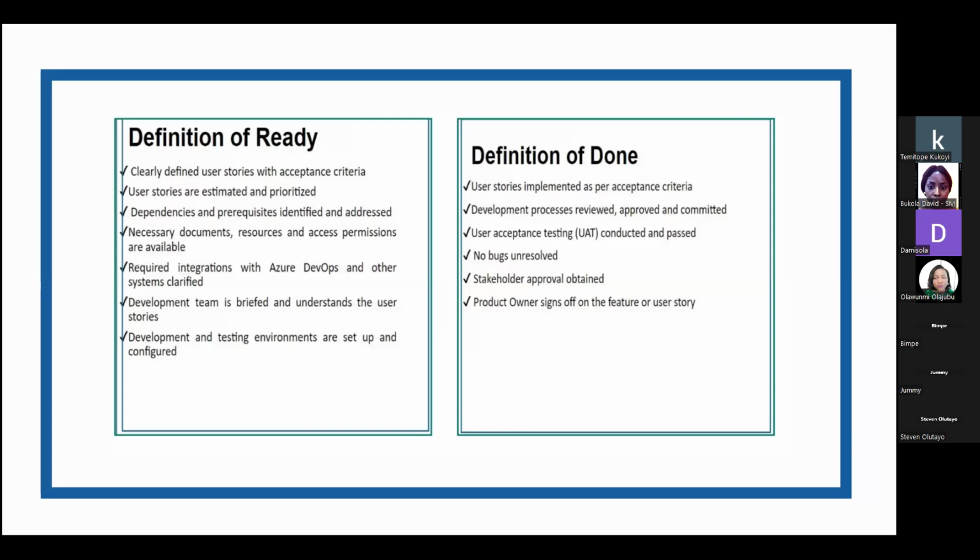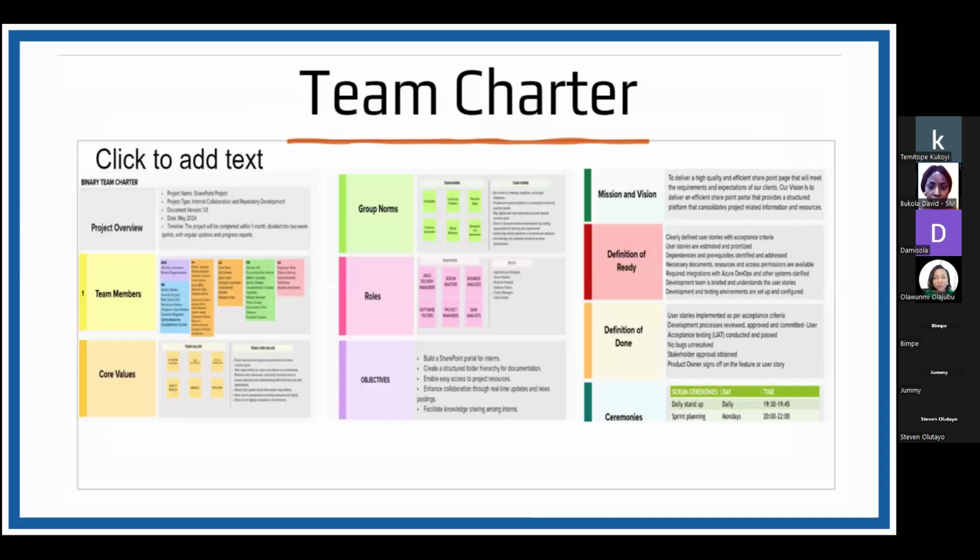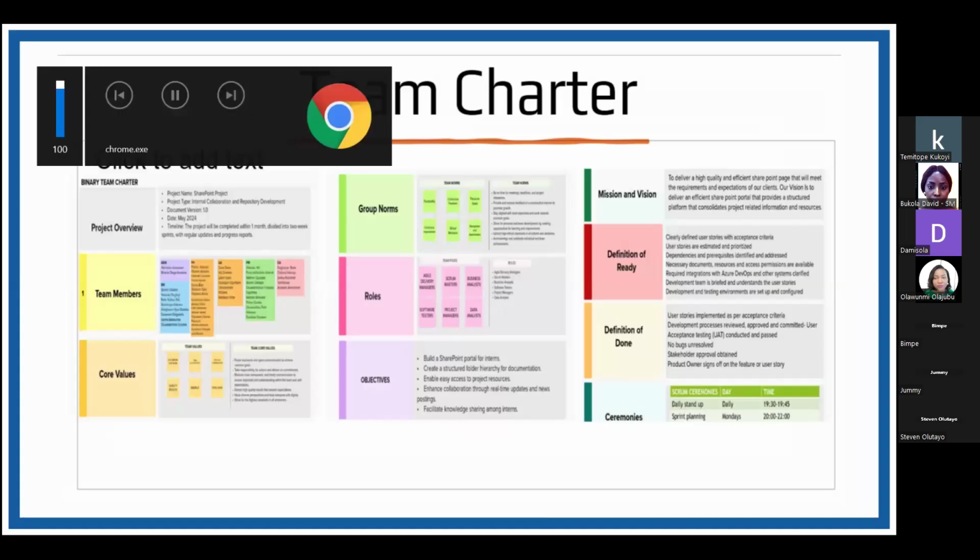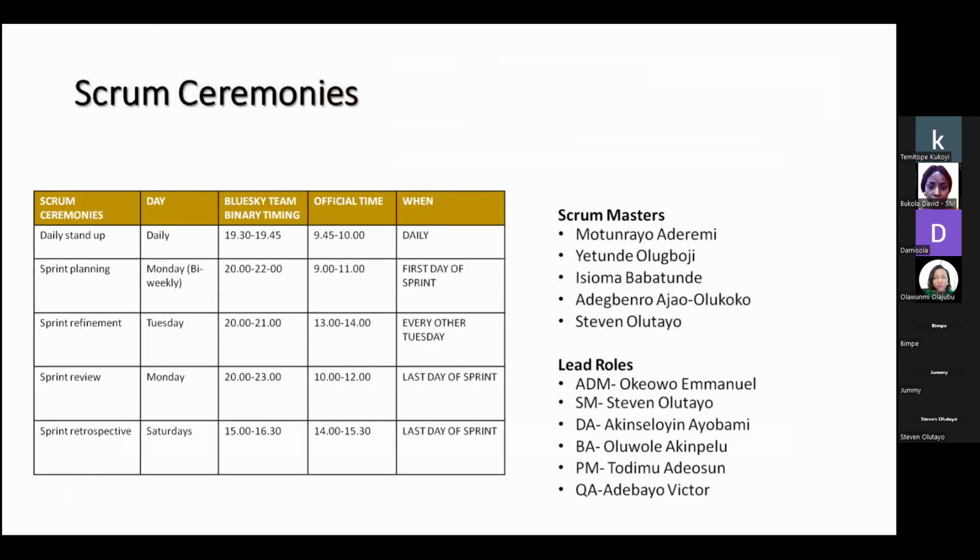These are definition of ready and definition of done. Next slide, please. These are updated team charter. Next slide, please. These are Scrum ceremonies: a daily standup, sprint planning, sprint refinement, sprint review, and sprint retrospective. Next slide, please.